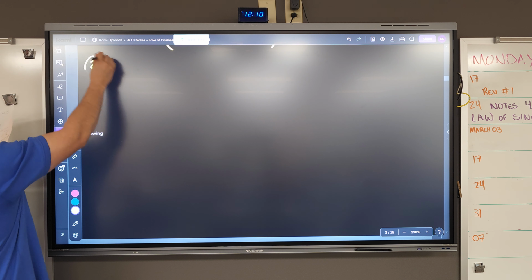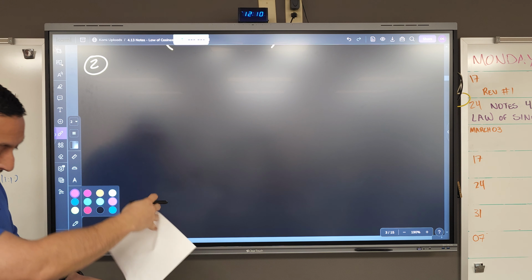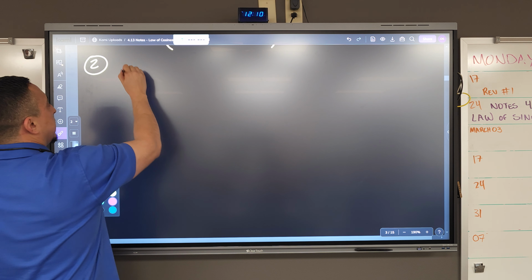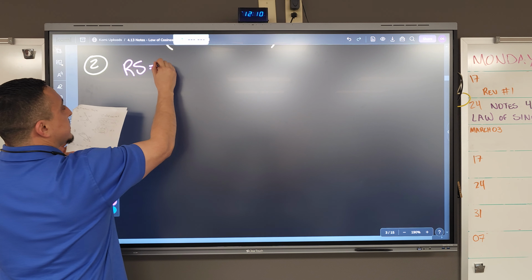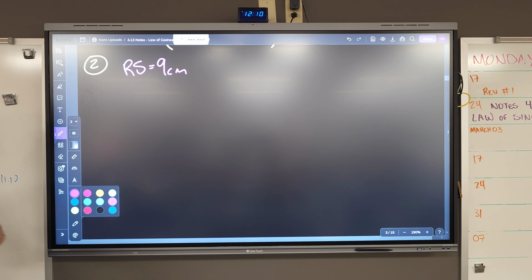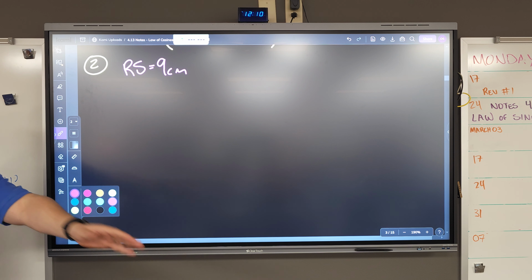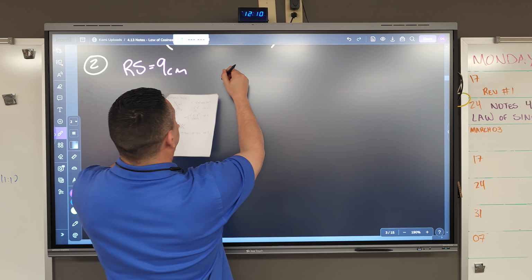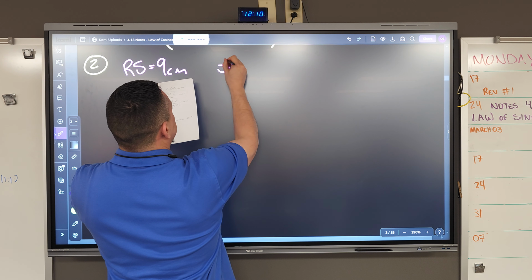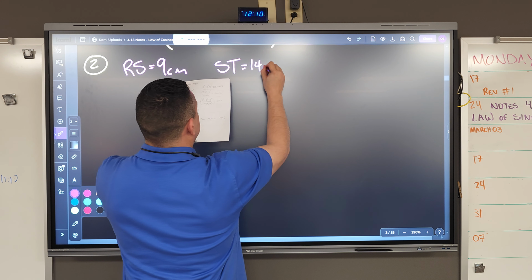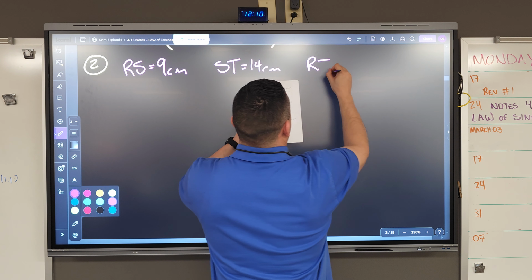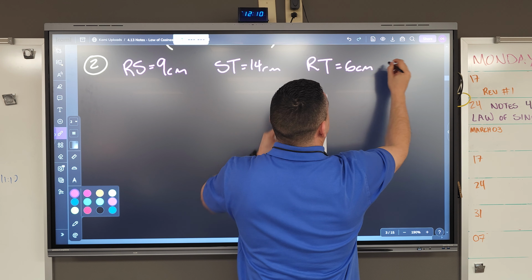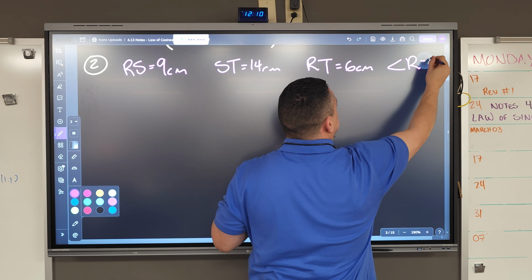Number 2. So something a little bit different on this one. Guys, on this one, stay with me. Don't rush ahead, because somebody was rushing ahead, which was good. I'm proud of that. But we labeled different, and that caused all kinds of confusion last period. So let's label together, okay? ST is 14 centimeters, RT equals 6 centimeters, and they want angle R.